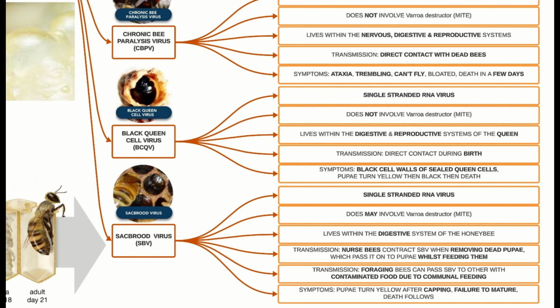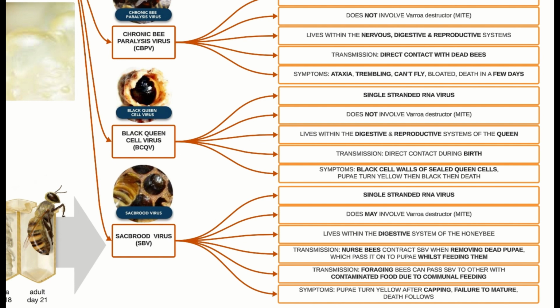The black queen cell virus is again a single-stranded RNA virus. It doesn't involve the vector Varroa destructor. It lives within the digestive and reproductive systems of the queen. Transmission occurs during birth, so once again, it's vertical transmission. Symptoms include the black cell walls of the sealed queen cells. The pupa turn yellow, then black, then death.